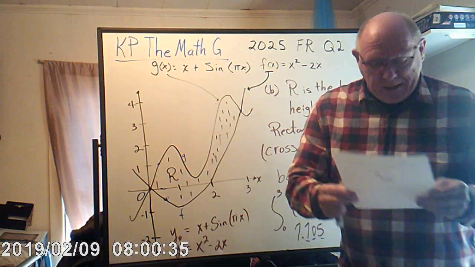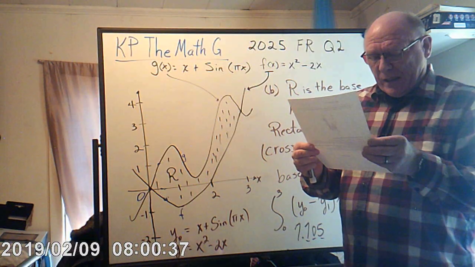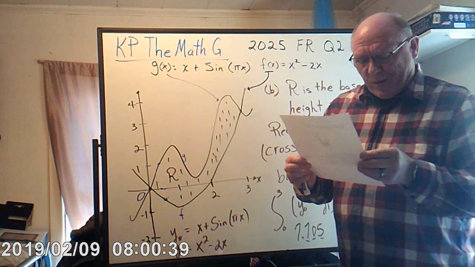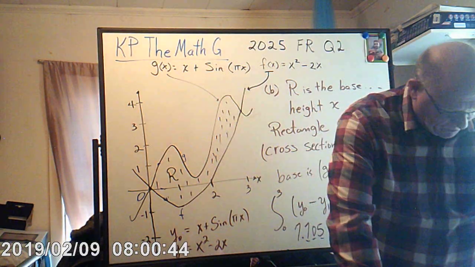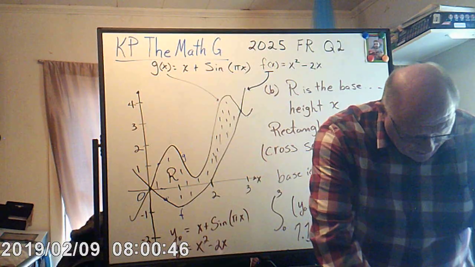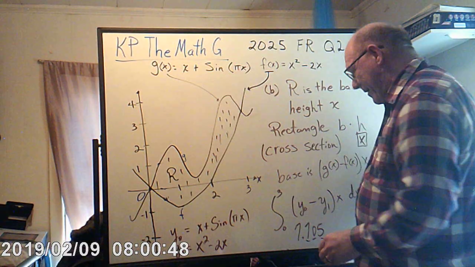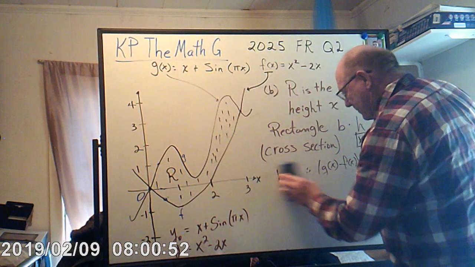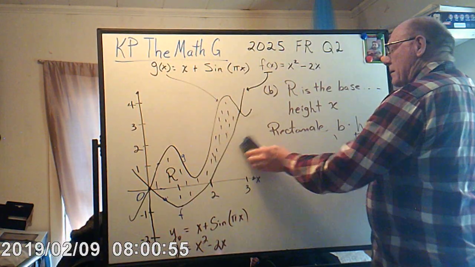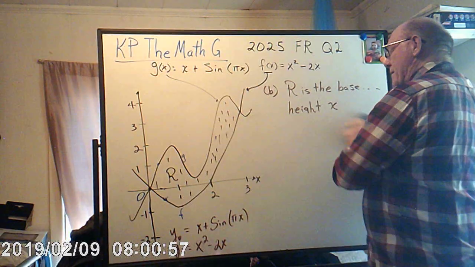Okay, now let's see. Let's go ahead and do C part, and I'll leave D part for later. Maybe we have time for all four. I'm not sure. But it says, write but do not evaluate an expression. Alright, let me erase this now. Okay, let's do C part.